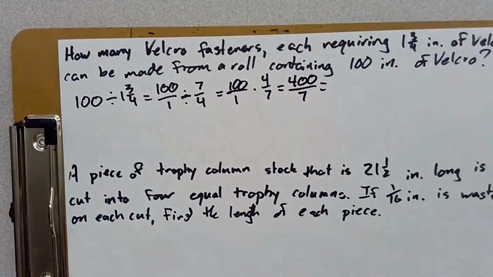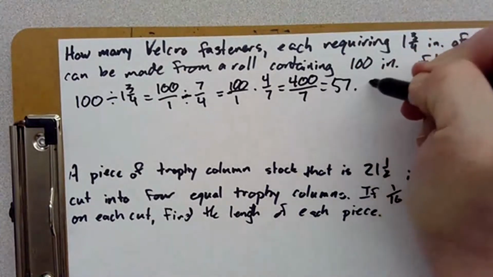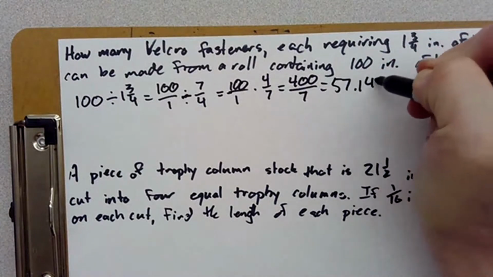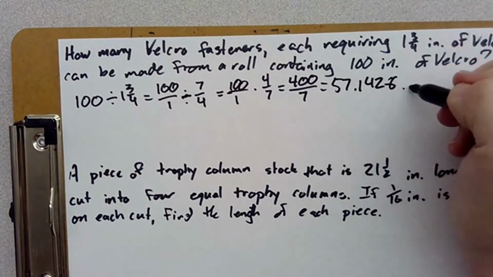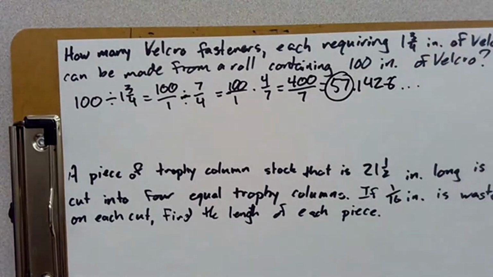And I don't know what 400/7 is off the top of my head, but we can figure it out pretty quick with a calculator. That's 57.1428, a bunch of other stuff. But the important number here is 57 Velcro fasteners can be made from 100 inches of Velcro.